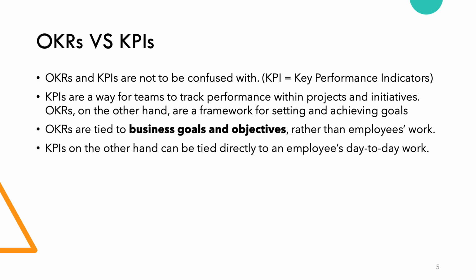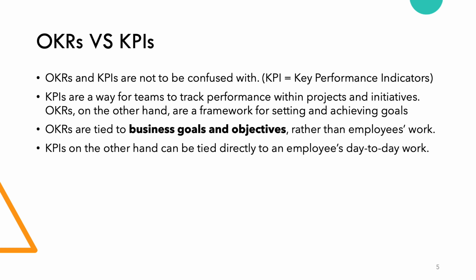Now moving on to OKRs versus KPIs. OKRs and KPIs are not to be confused. KPI stands for Key Performance Indicator. KPIs are a way for teams to track within projects and initiatives. OKRs, on the other hand, are a framework for setting and achieving goals. OKRs are tied to business goals and objectives rather than employees, whereas KPIs, on the other hand, are tied directly to an employee's day-to-day work.